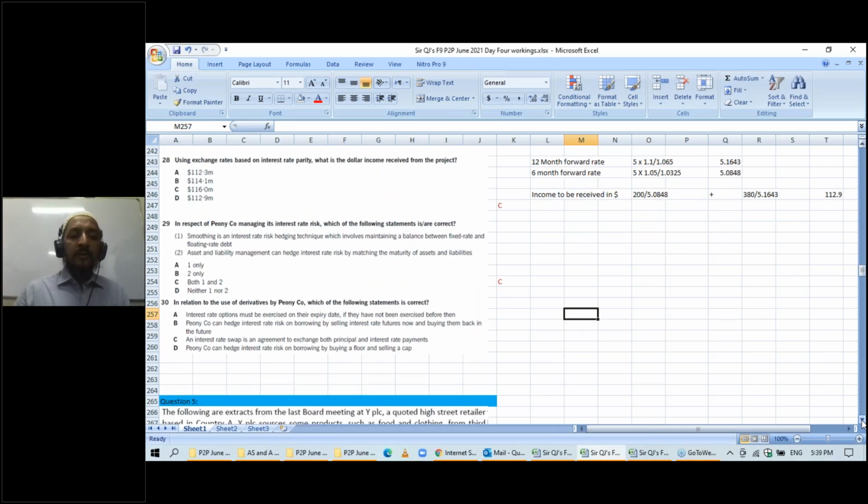In relation to the use of derivatives by P&E company, which of the following statements is correct? How did I take 1.1 and 1.05? Actually, the foreign currency is peso, right? So the rate of foreign currency was 10%, right? So in the interest rate parity theorem, we multiplied the spot rate by 1 plus the interest rate of the foreign currency. So it was 1.1, 1 plus the rate of the foreign currency, which was 10%. It was divided by 100 to get 0.1.